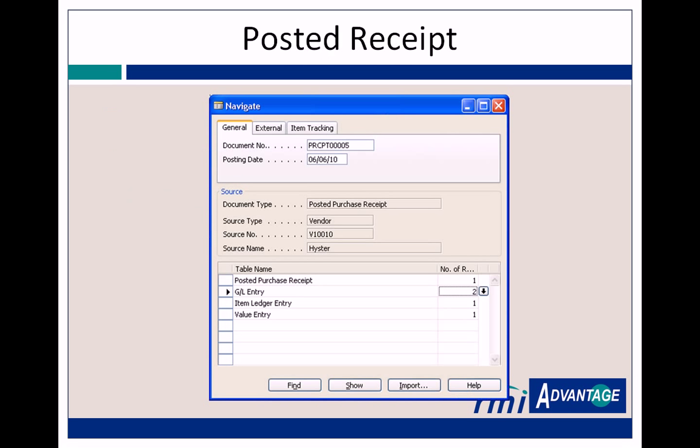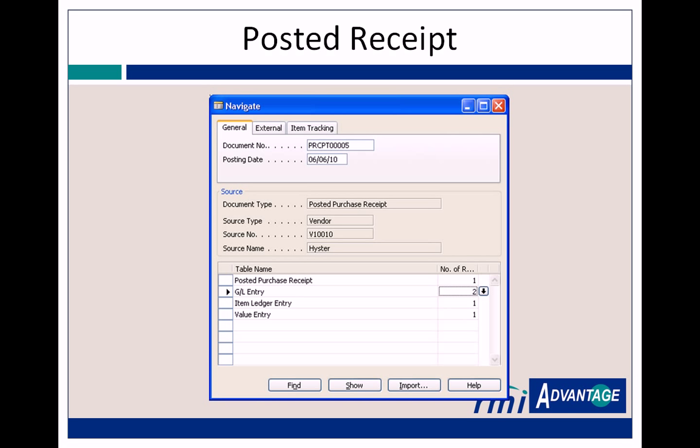After posting the receipt, you can navigate back to your posted receipt from the history area of your system. And when you navigate on that posted receipt, you receive this window here. These are the entries that the system makes behind the scenes based on the setups in your master records, your vendor card and your item card.